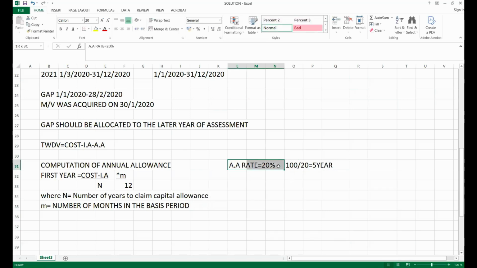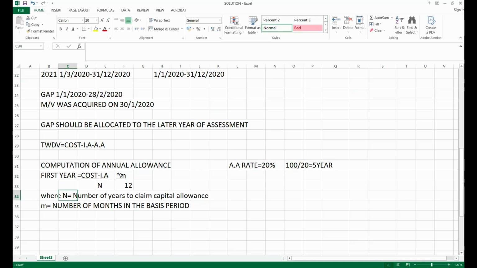So you look at the rate, and get 100 divided by the rate, because you have to claim 100, the entire rate, for the entire useful life. And you are going to be claiming it based on the percentage of the annual allowance. I just use 20% here. You can have a different rate for different categories of assets. So that's how to determine the number of years.